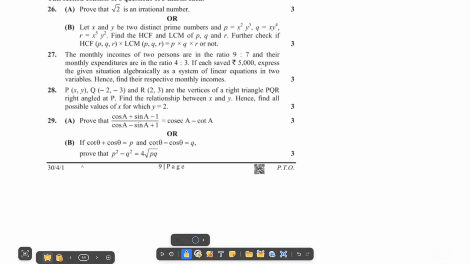Now the 29th question is: prove that (cos A plus sin A minus 1) whole by (cos A minus sin A plus 1) is equal to cosec A minus cot A. So we have to prove this LHS equals RHS. Let's try to prove it.